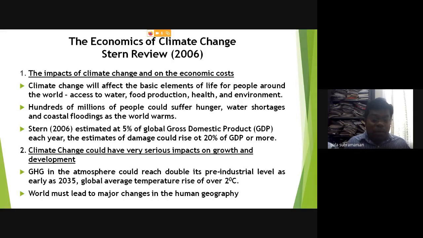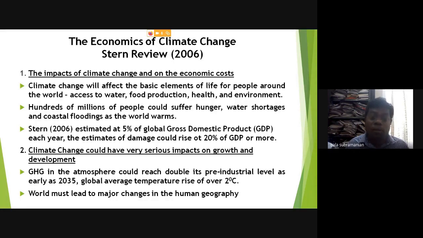for example, here he predicted 2035. If they are not implementing anything, the global average temperature will rise by 2%. Already we are nearly reaching 2%. This will also increase if nothing works in terms of the Conference of Parties, policies, and implementation of climate change measures. So the world must undergo a major change in human geography due to economic policy.